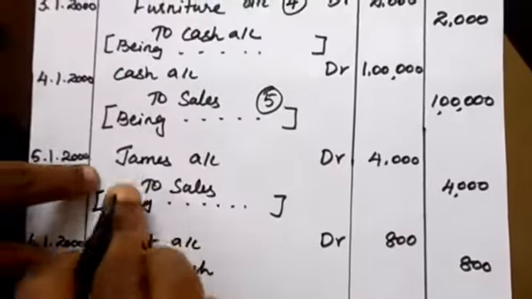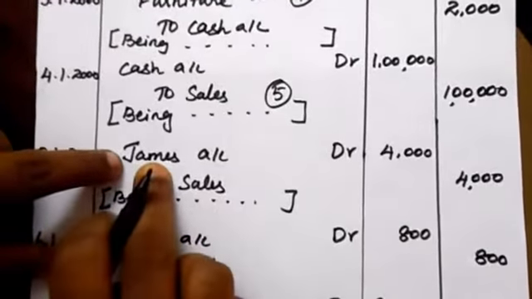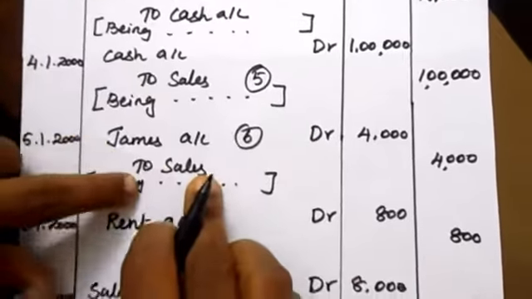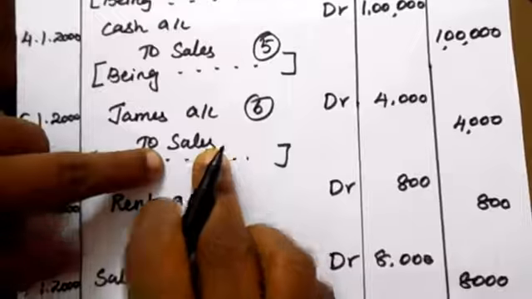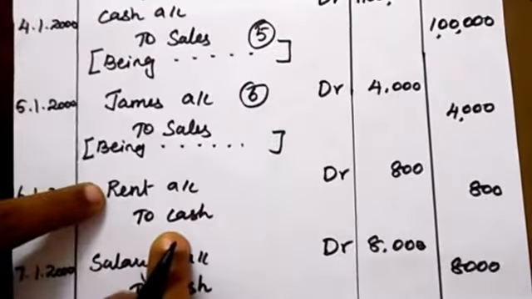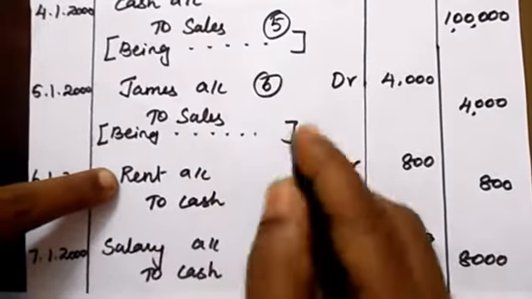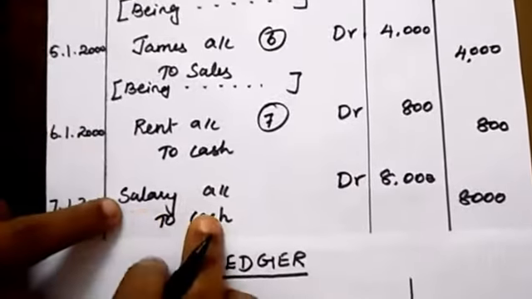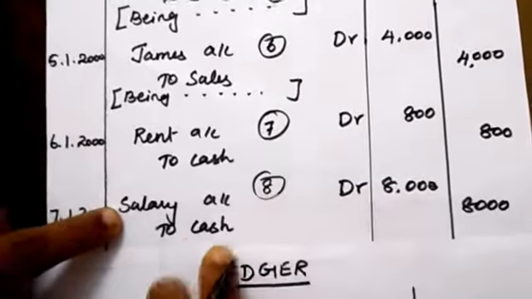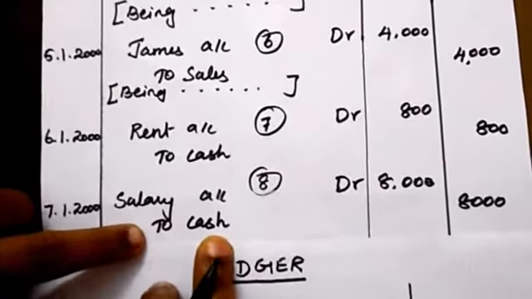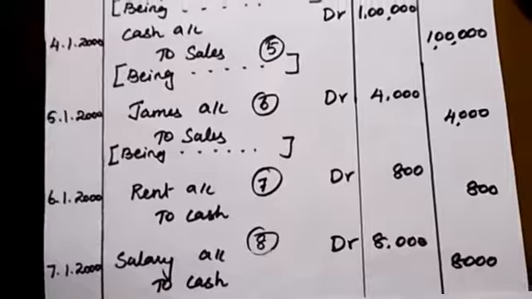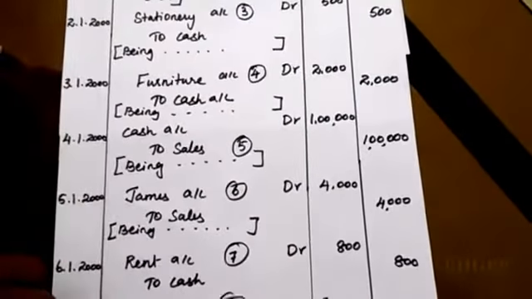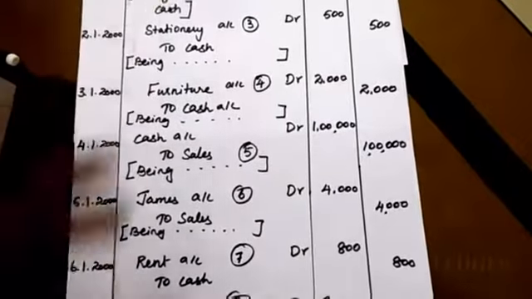Then next entry, James account debtor to sales. So you need to have a separate ledger for James. Sales is already there, so no need to open again. Then rent account debtor to cash, no? Rent you need to have a separate account. Cash is already there. Then last entry, salary. Cash is already there. So in order to make grouping or to prepare ledger, you need to have 8 ledger books separately so that you can make entries in the ledger book.